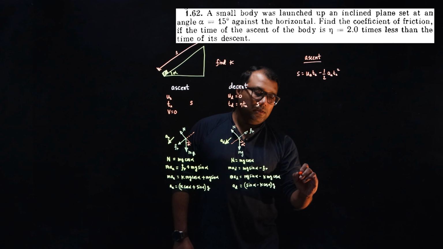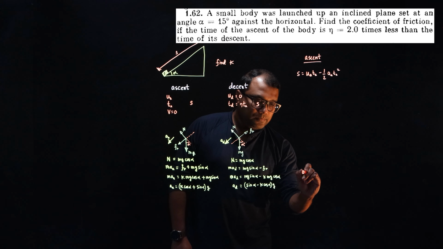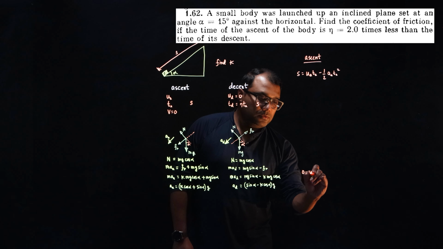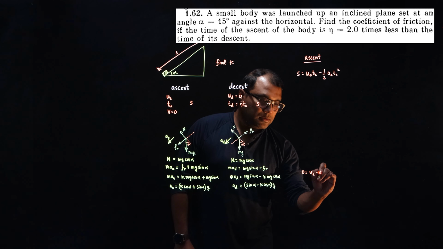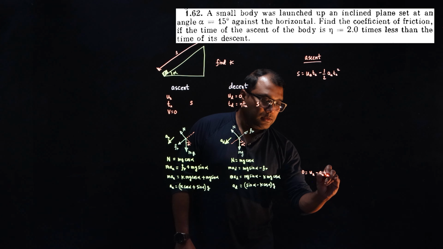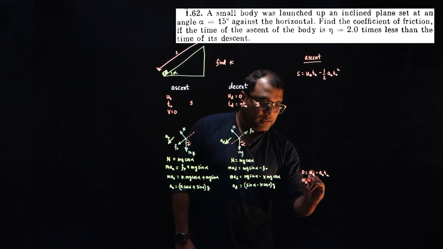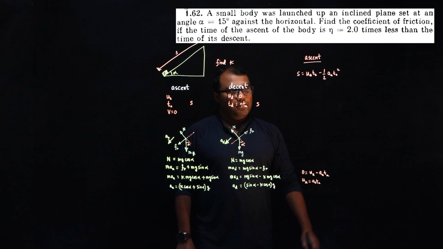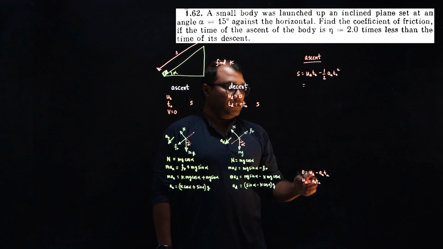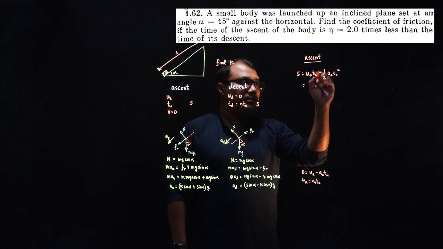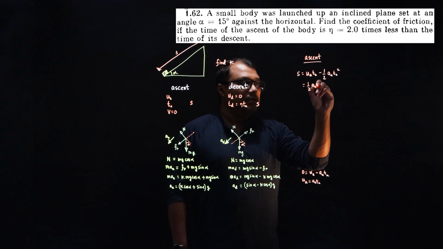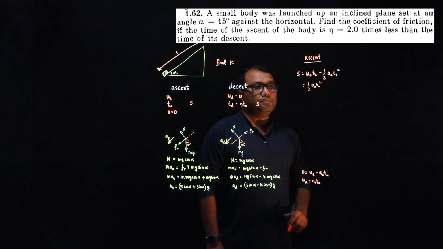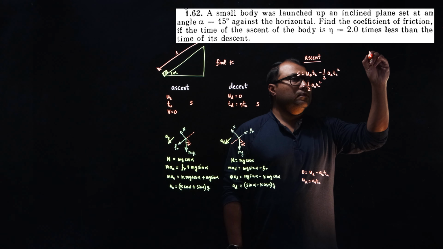We can write V, which is 0, equals UA minus AA TA. From that we get UA equals AA TA. So S is nothing but AA TA square minus half AA TA square, so half AA TA square.